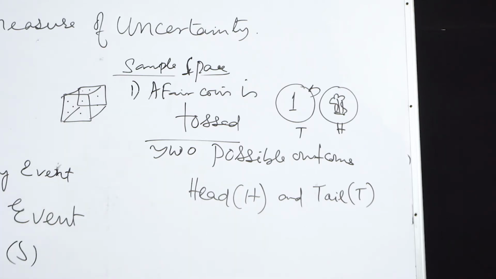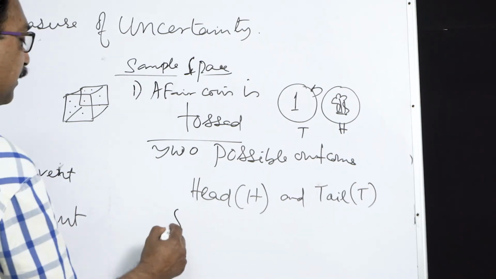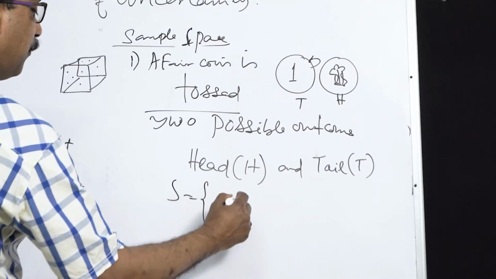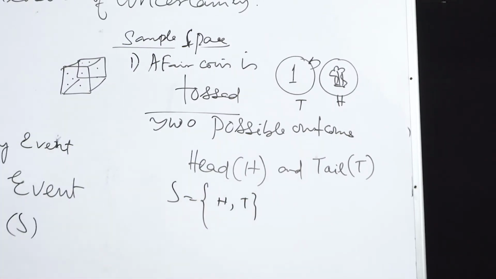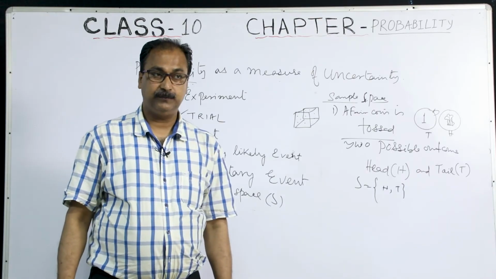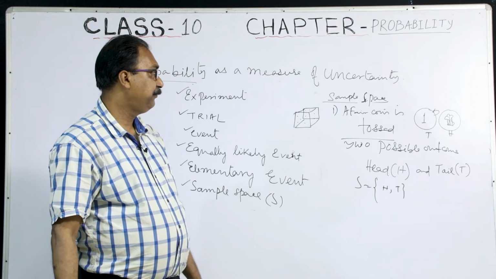So now what will be the sample space for that? For that, the sample space denoted by S, you can write within curly brackets H, T. That is the total possible outcomes. That's what we call the sample space. Understood? Clear, all of you?